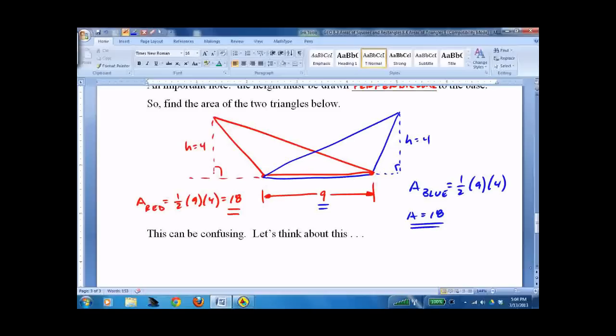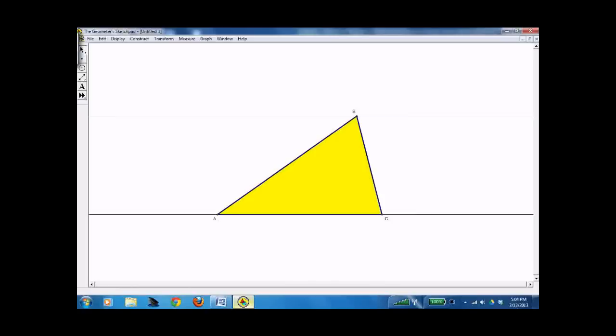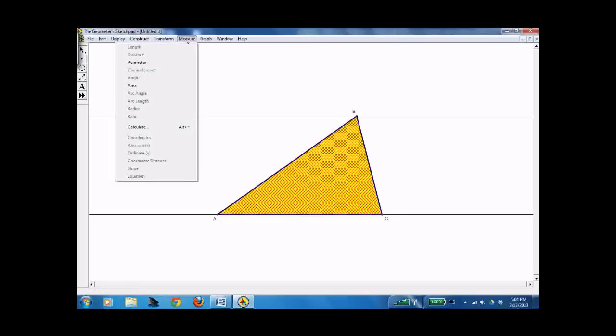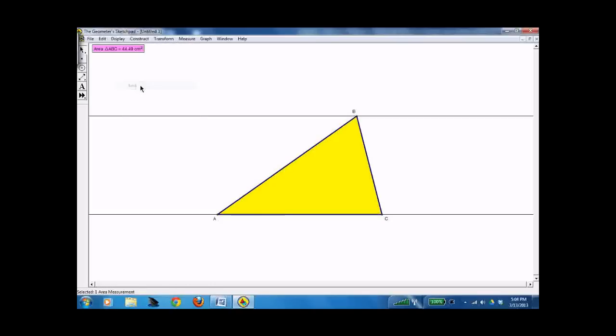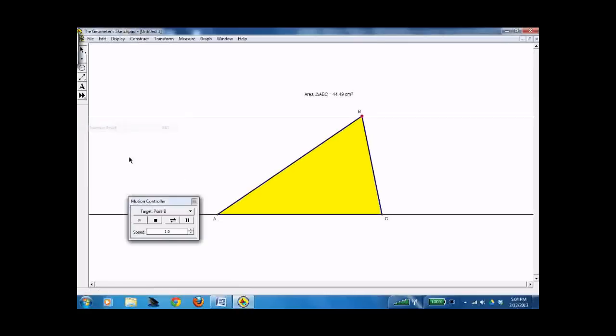It causes worlds of problems for people. They don't quite understand it. So get this one through. I like to do this little demonstration. This is a sketch pad. The triangle's in yellow, and I can measure the area. It'll do it for me. Bring it down here. And I can animate the point so that it slides around back and forth.